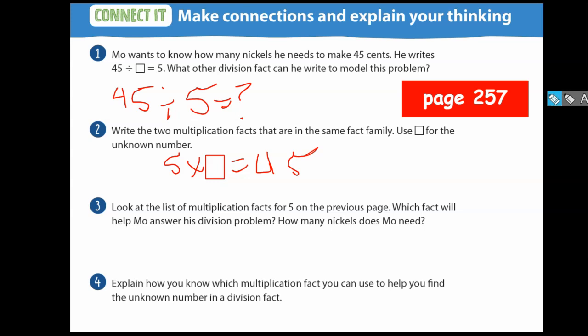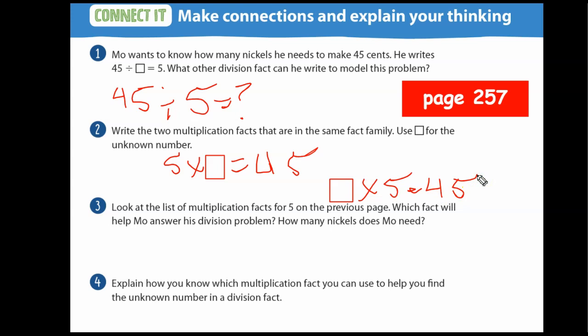What would be the other one? Instead of 5 first, what comes first? The square, right? The unknown. So the unknown, or the square, times 5 equals 45.